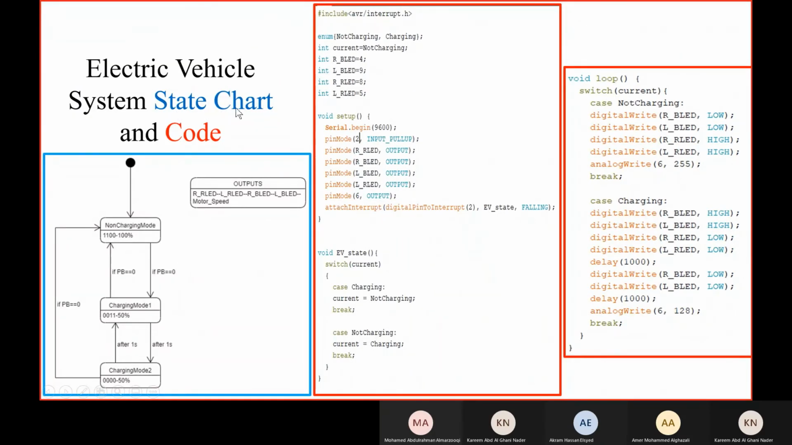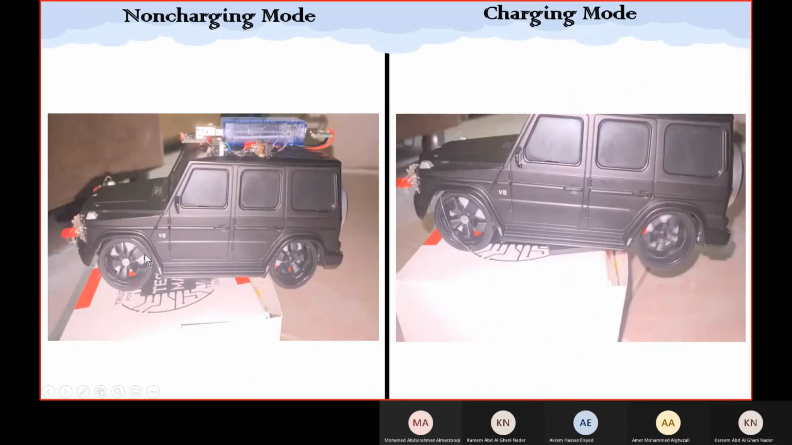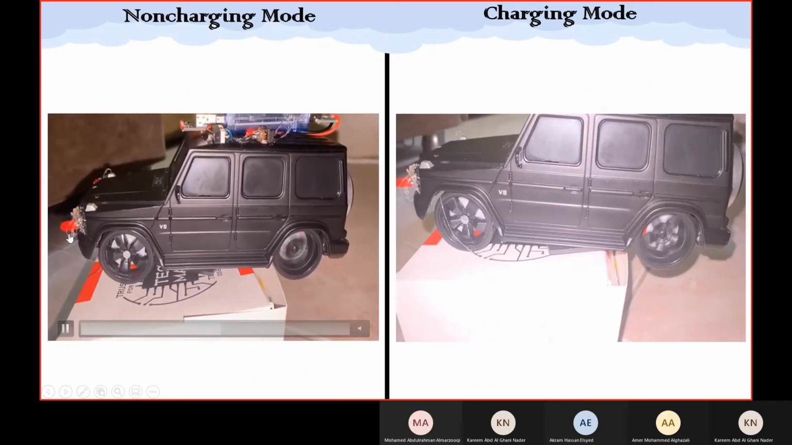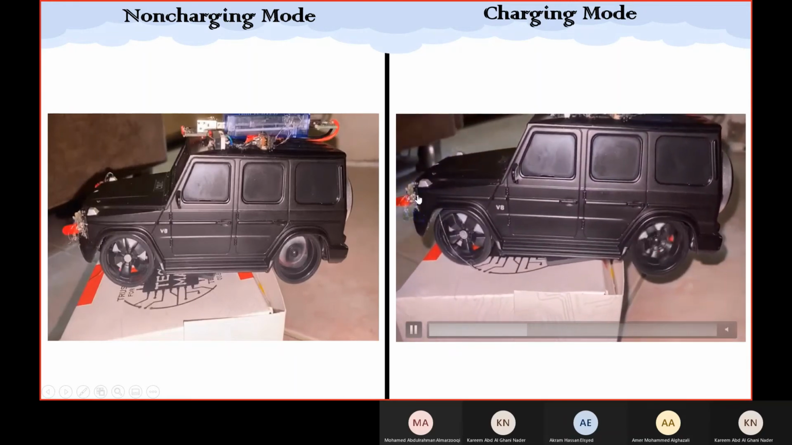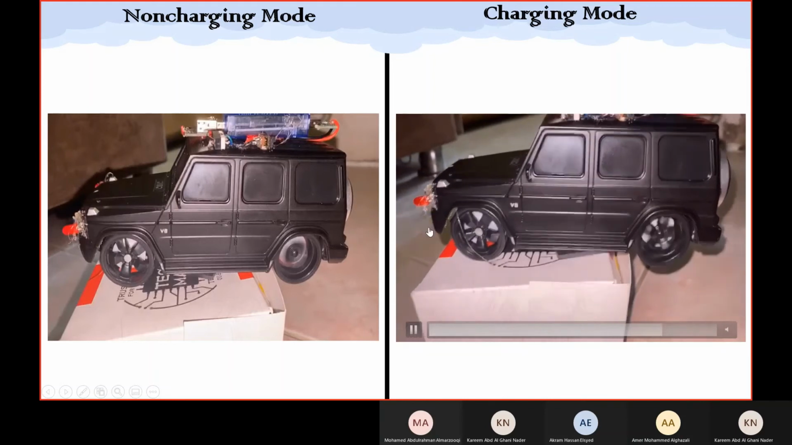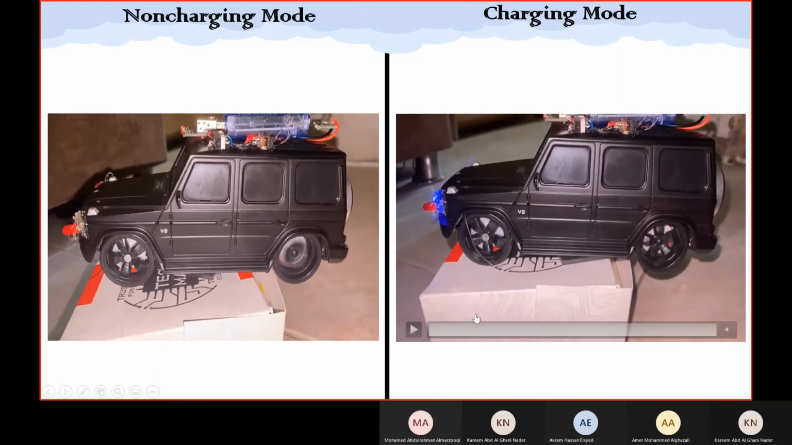And now coming to the state chart and the code for the electric vehicle, here is the code. We have two modes, the charging mode and the non-charging mode. In the non-charging mode, the red LED will be lighting and the car will be fast. In the charging mode, the car will be slow, and the blue LEDs will be blinking. Thus, we can precisely control the position of the electric vehicle on the road.